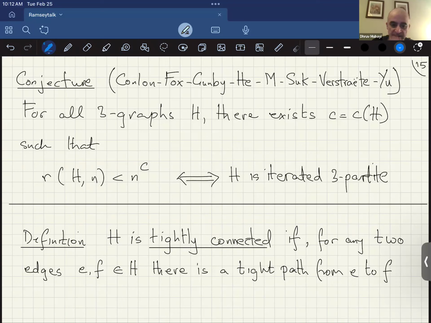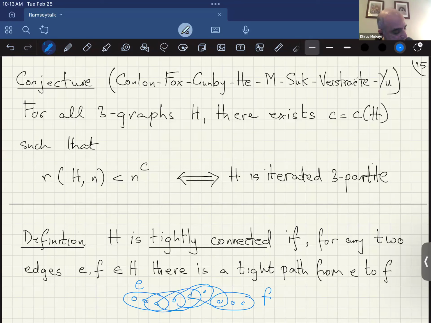So we say that a hypergraph is tightly connected if for every two edges, there's a tight path from one to the other. So in other words, if I have an edge E, I'll do it for 3-uniform, and F, I can get from E to F using edges which intersect the previous edges in 2 points. So that means you can get from one to the other where you only remove one vertex and add a new vertex. So that's what tightly connected means.